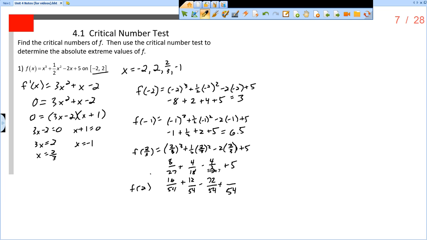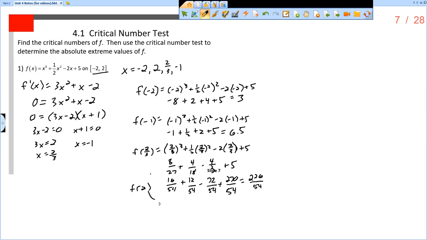All right, so 270. And so now I'm going to add these together. So 16 plus 12 is 28. So 72 minus 28 is 44, negative 44. So 270 minus 44 is 226 54ths. All right, and so that is a positive number.